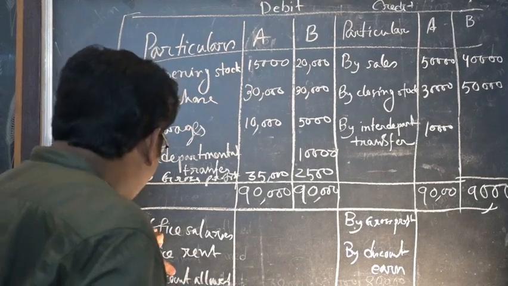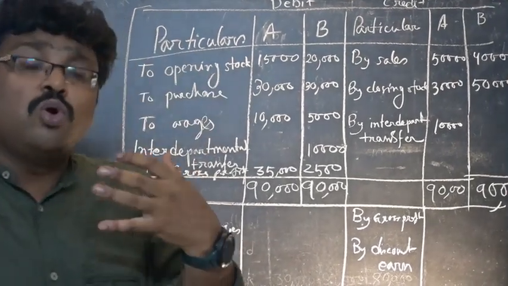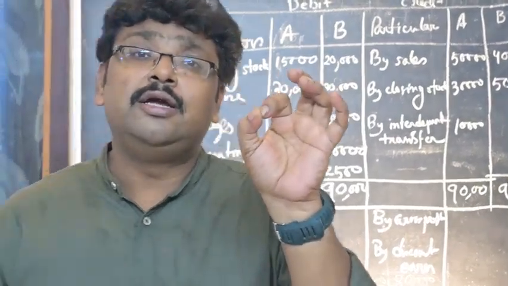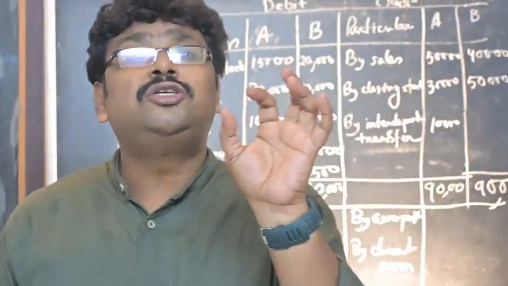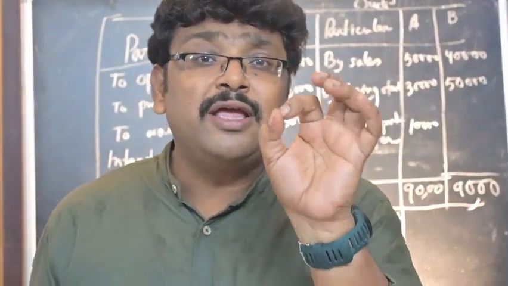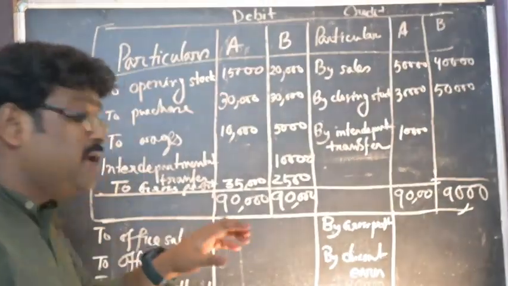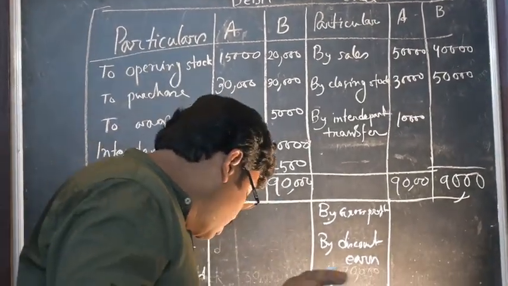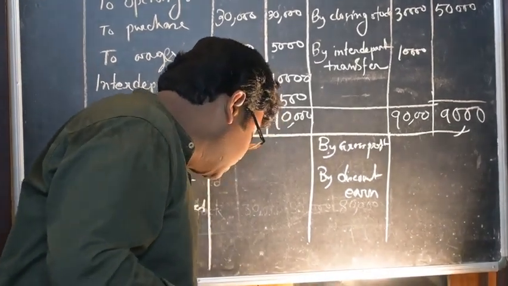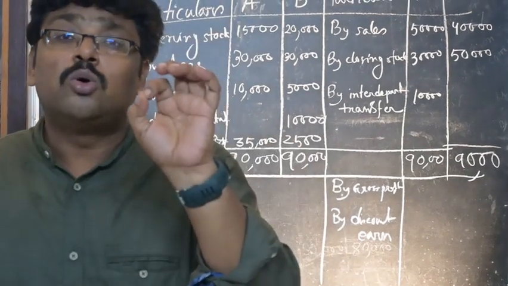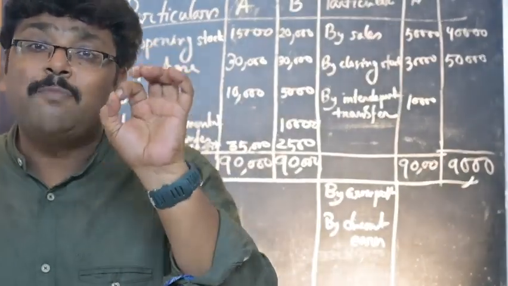Now, to office salaries, you know, in the given information we have that 1:1, that is the employees ratio is 1:1 for department A and department B. And now it means, the office salary we have been given is 40,000. So 1:1 means 1/2.